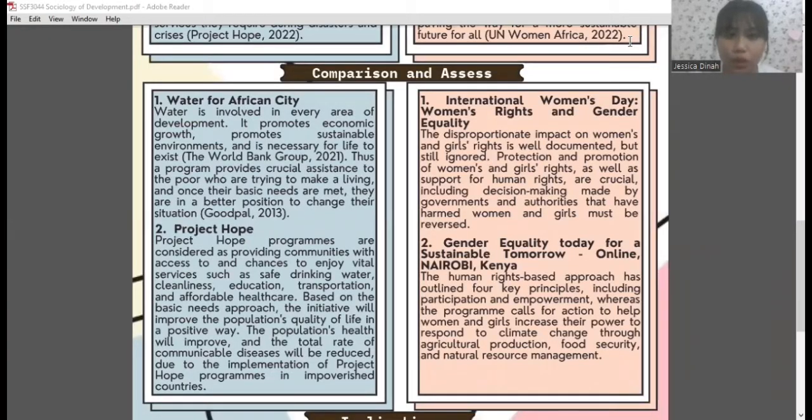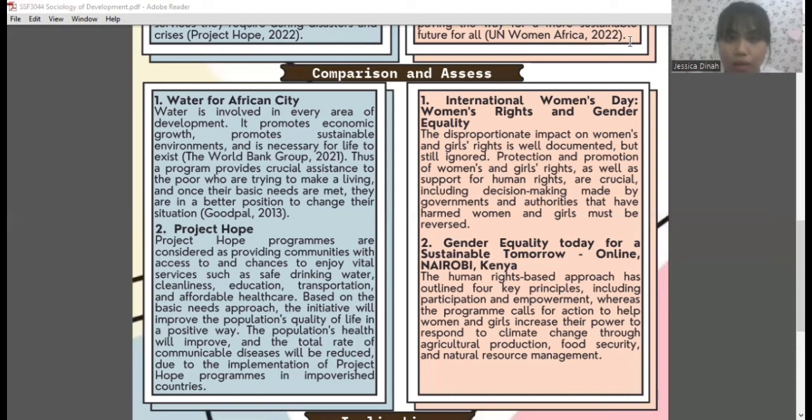Next, I'm going to present the comparison and assess for the human rights approach. For the first program, International Women's Day, Women's Rights and Gender Equality: the disproportionate impact on women's and girls' rights is well documented, but still ignored. Protection and promotion of women and girls' rights, as well as support for human rights, are crucial, and decisions made by governments and authorities that have harmed women and girls must be reversed. In fact, catastrophic attacks on human rights and gender equality have lowered protection for both women and girls across the globe.